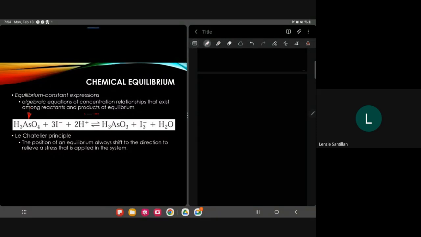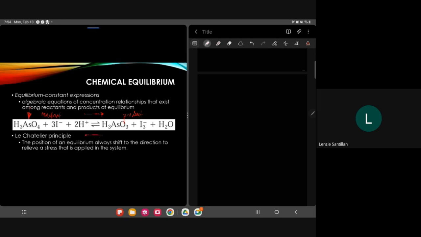To your right. So, papunta dito ang ating stress. Kapag nai-stress at nagdadagdag tayo ng compound sa ating reactant, by the way, this one is your reactant and this one is your product side. When we add an amount of any reactant, the equilibrium will shift to your product, meaning it will produce more product.